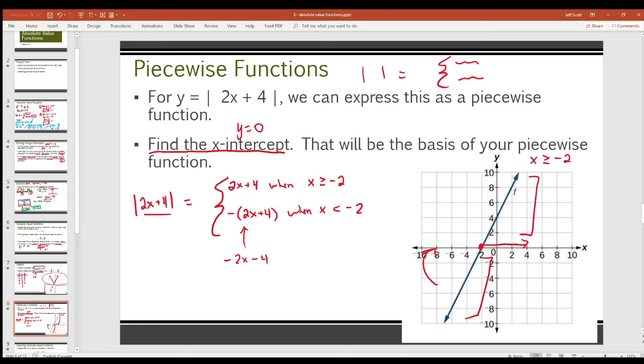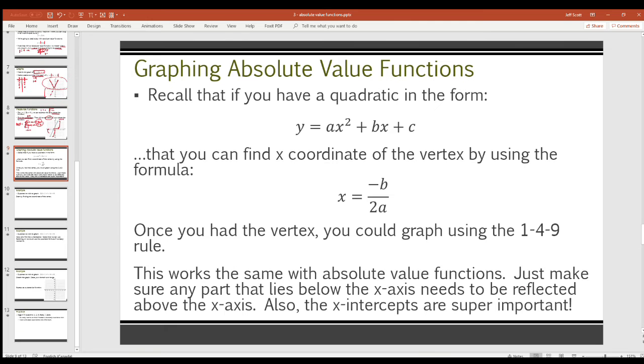But just understand that to create a piecewise function, you need to be able to find your x-intercept and use that as the basis, which is this part right here, of that piecewise function. Look for the part that is staying the same, and look for the part that is getting flipped. So with that last example, that's how we actually graph an absolute value function when it's linear. But we can also graph quadratic absolute value functions as well.